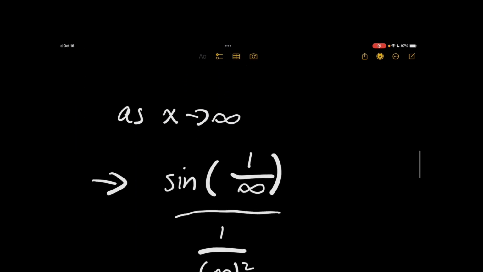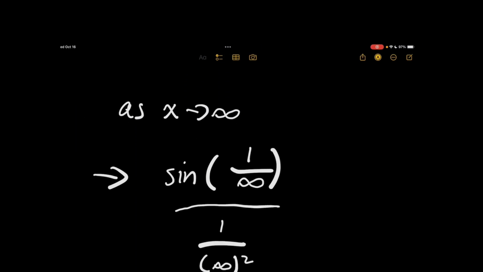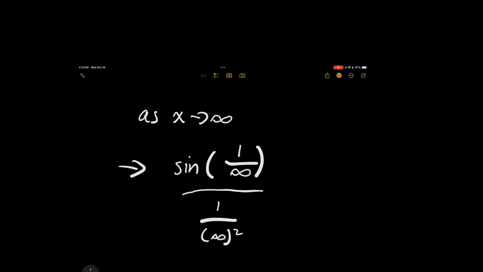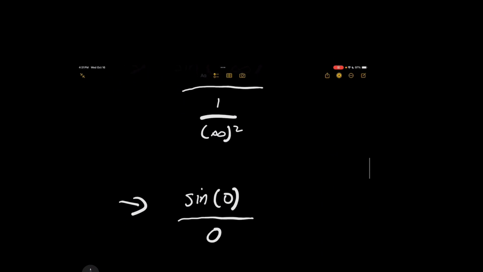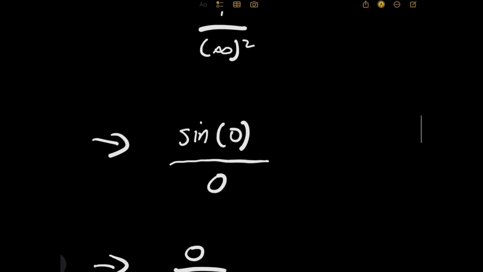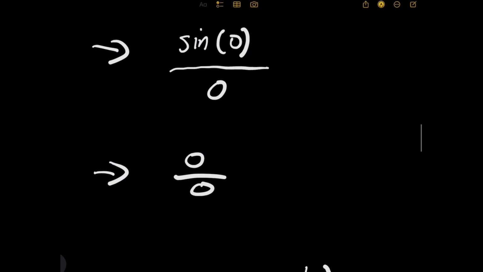And from the get-go, we can already see that for the top, we're going to have something similar as before, which will start looking like sine of 0, giving us a result of 0. And for the bottom, this 1 over infinity squared, that function g, 1 over x squared, is going to converge to 0 because, again, the denominator gets really large. So simplifying this further, we'll have sine of 0 over 0, giving us this indeterminate form, 0 over 0. Aha, this is allowed, and now we can actually use L'Hopital's rule.